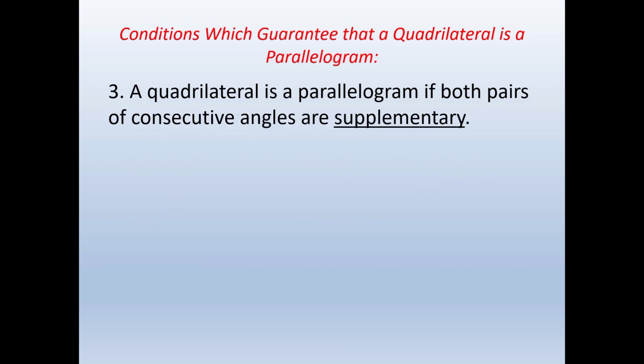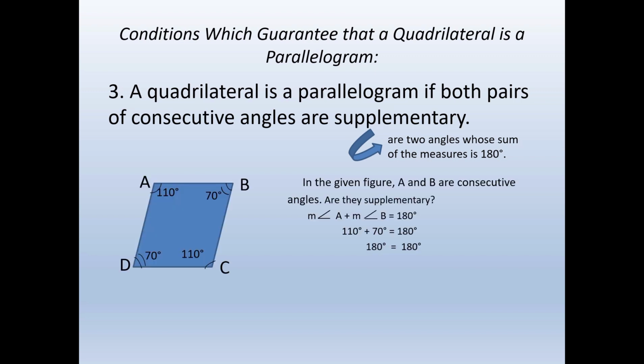Third condition. A quadrilateral is a parallelogram if both pairs of consecutive angles are supplementary. Supplementary angles means these are two angles whose sum of the measures is 180 degrees. Now let's have quadrilateral ABCD. Angle A is 110 degrees and angle C is also 110 degrees. Angle B is 70 degrees and D is 70 degrees.